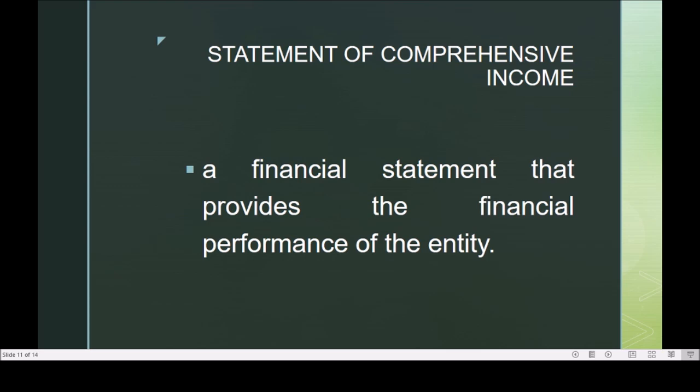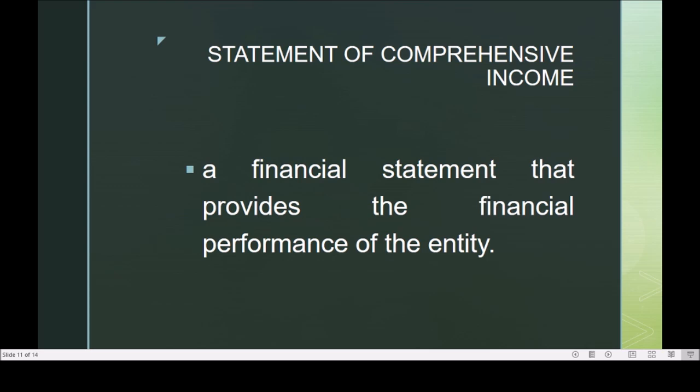The statement of comprehensive income, or also known before as the income statement, is a financial statement that provides the financial performance of the entity. Meaning, the statement of comprehensive income will provide information as to kung nag-earn po ba tayo ng income or nagkaroon po tayo ng losses. If we earn income, ibig sabihin maganda po yung performance ng entity. Meaning the management aggressively prepared plans to achieve that particular income, and those plans are being realized.